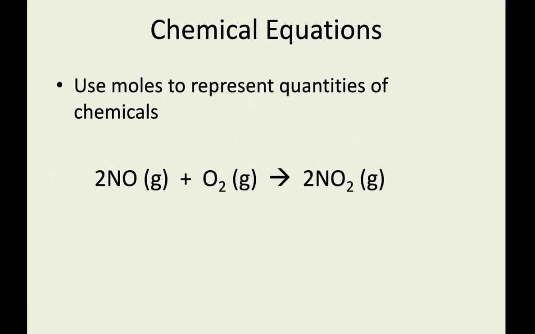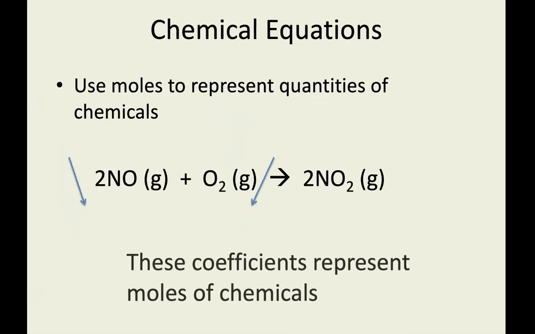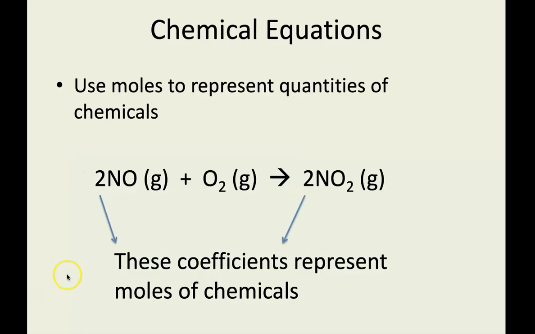So when we're looking at a reaction, don't forget those coefficients are telling us the moles of the chemical. If there is no coefficient there, like in this case, there is an understood 1 right here. And so I can see that 2 moles of NO reacts with 1 mole of oxygen gas to produce 2 moles of NO2 gas. So important that you can do that.